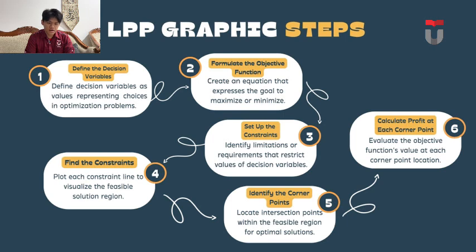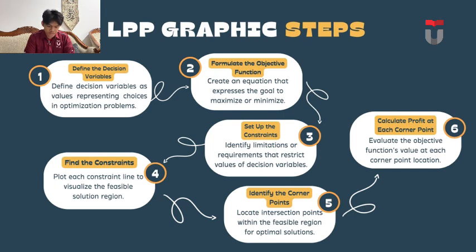Define decision variable as value representing choice in optimization problems. The second one is formulate the objective function. Create an equation that expresses the goal to maximize or minimize. The third one is set up the constraints. Identify limitations or requirements that restrict values of decision variables. The number 4 is plot the constraints. Plot the constraint lines to visualize the feasible solution region.